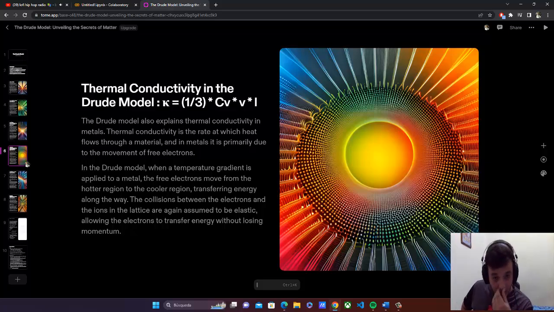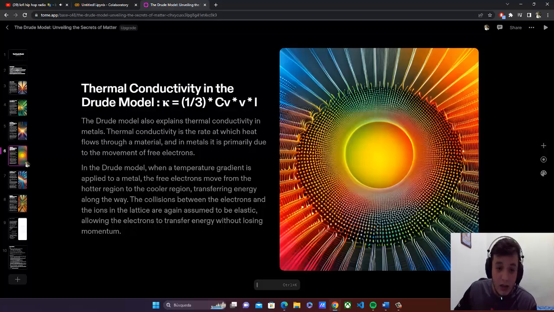The thermal conductivity K can be calculated using the following formula in the Drude model. We talk about this formula, where Cv is the molar heat capacity at constant volume of the material, v is the average velocity of electrons, and l is the mean free path of the electron, which represents the average distance an electron travels before colliding with other electrons or impurities in the material.